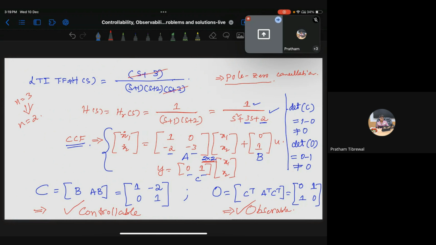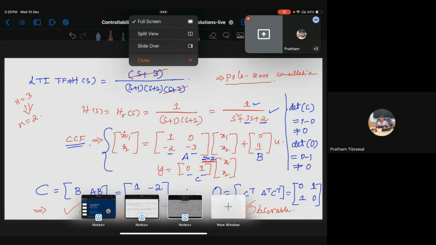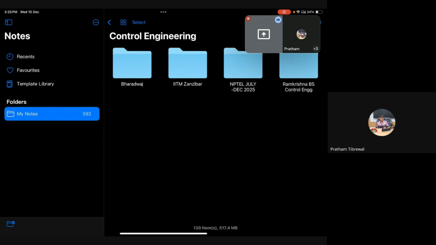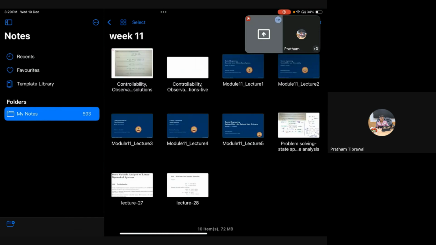Is that clear? Yes, sir. Any queries here? Okay. So this is how we can check both controllability and observability given the state space systems. Next, we'll quickly revisit the content of the pole placement technique.